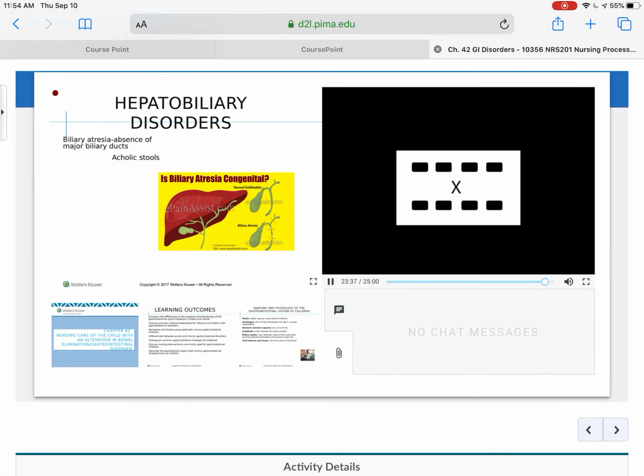When we think about biliary atresia, it's either absence of some or the major ducts, and it causes an obstruction in that bile flow. So it can also cause some cholestasis. So you can see them as jaundiced. One of the biggest signs of biliary atresia is acholic stools, so chalky and white stools, because there's no bile in them. Again, the jaundice you'll see too. How they fix this is they'll do a hepatoportoenterostomy, and they will connect the valve to the bile ducts.